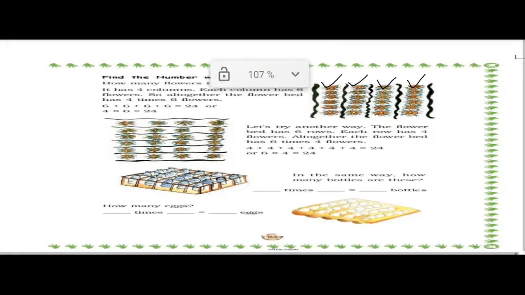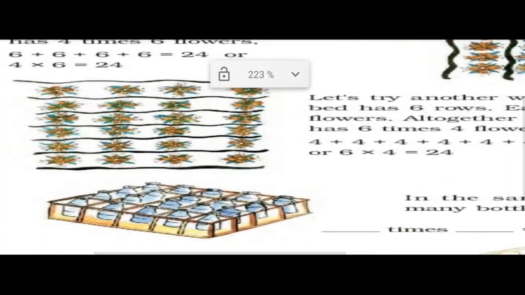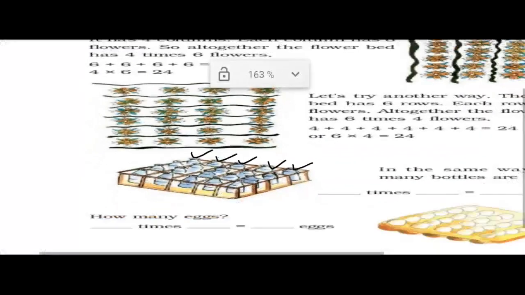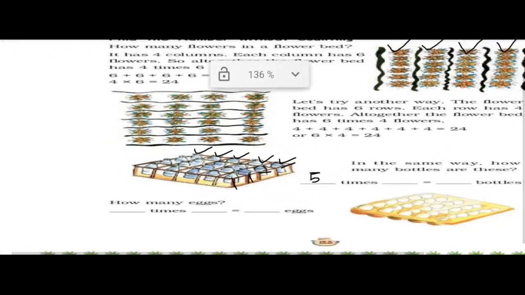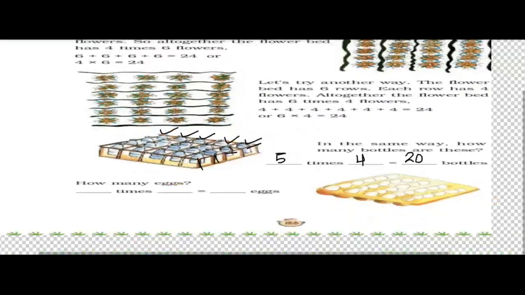In the same manner, we can count another way how many bottles are there. So we will count the bottles. We will count the rows of the bottles first. 1, 2, 3, 4, 5. Yes, so 5 times, this side 1, 2, 3, 4. So 5 times 4. So how many bottles are there? 5 times 4 equals to, very good, it is equals to 20 bottles. Yes, 5 4s are 20. Now how many eggs?